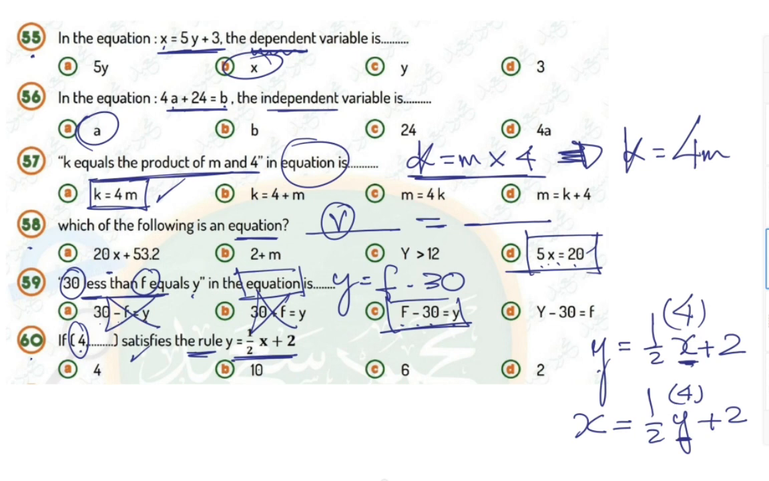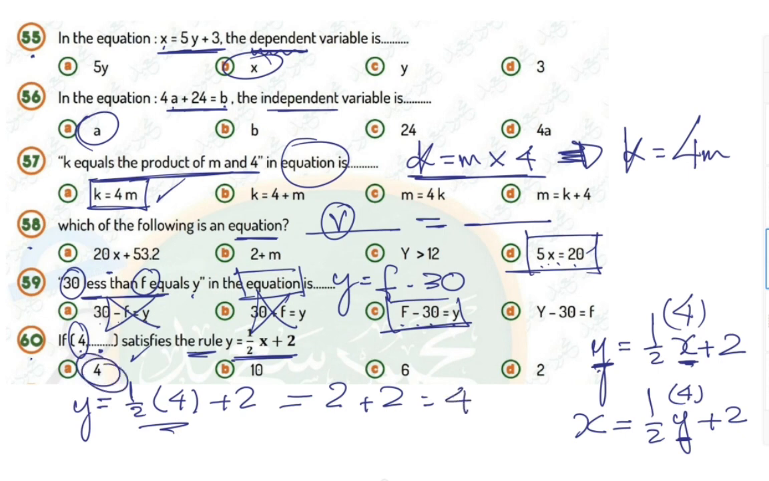Now to find the value of the next part of the ordered pair, that means the value of y, I just substitute x as 4. That means half of 4 plus 2. Half of 4 equals 2. Plus 2 equals what? That equals 4. Now we finished the first choose question. Let's go to the complete questions.